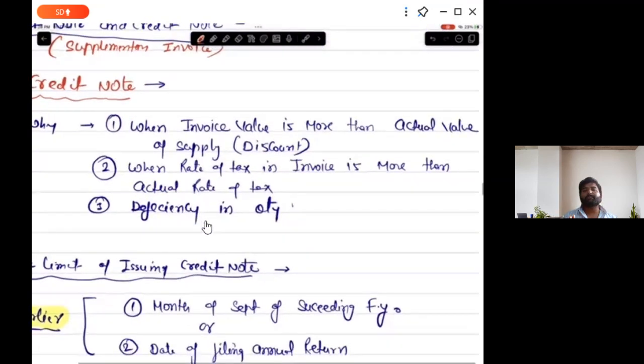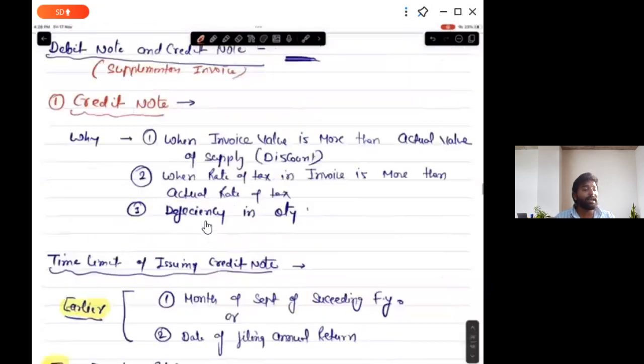First of all, in simple language, if I have to give a discount, or I have to do a sales return, or I have to reduce the tax rate, in all these cases I will issue a credit note. When the invoice value is more than the actual value, when the rate of tax is more than the actual rate of tax, when the quantity is deficient, when there is a sales return, when I am giving a discount, in all these cases I will be issuing a credit note. So to reduce the bill I need to issue a credit note, and to increase the bill I need to issue a debit note.